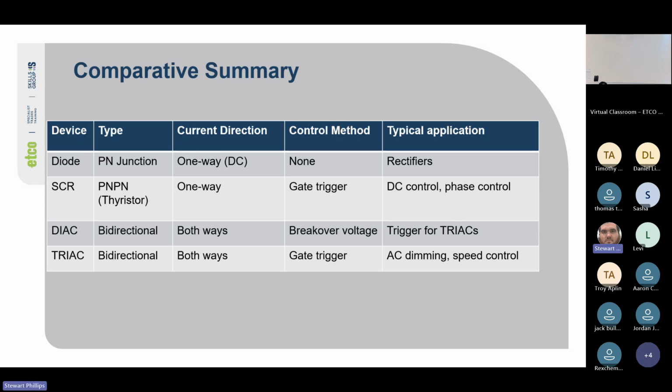So this is the very basics of electronics. Obviously, there is a lot more detail we could go into, and there are a lot of different components. But this is the kind of stuff you need to know for everyday electrical work. So you're going to come across diodes and your rectifiers and your LEDs. Your SCRs are going to be used in DC control devices. Your diacs and triacs are going to be used for your AC dimming and speed control for things like your ceiling fans.